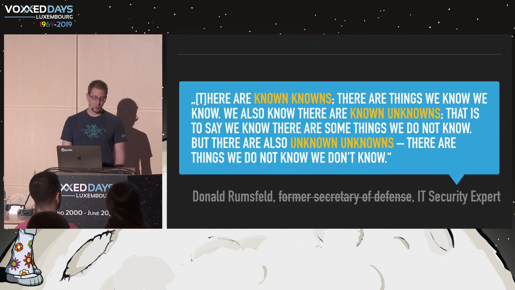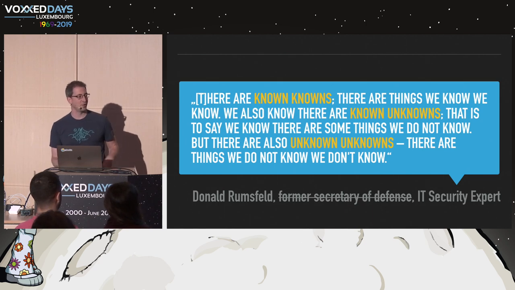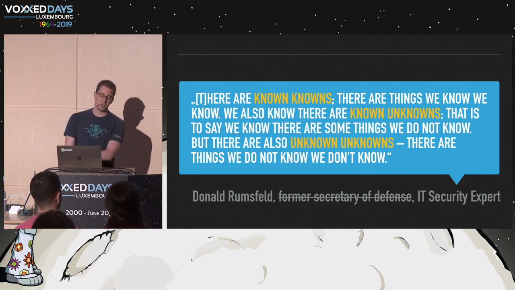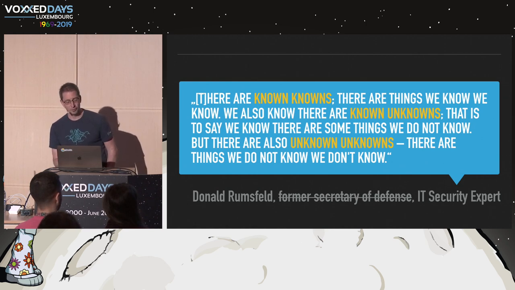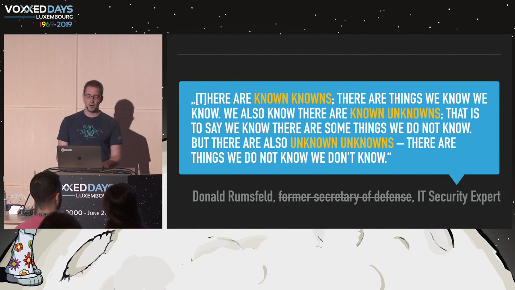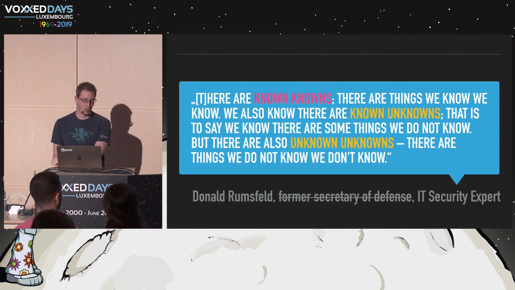All right. We all remember Donald Rumsfeld and his famous reasoning to start the second invasion of Iraq, where he talked about known knowns, known unknowns, and unknown unknowns. And I think he was talking about this as part of an IT security expert. So if we depict this into known knowns, and we map this to security.